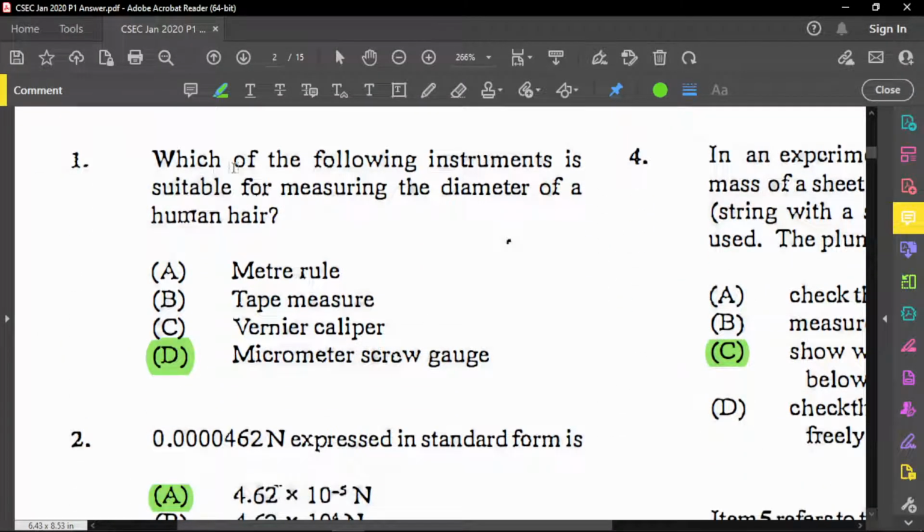Question number 1 reads, which of the following instruments is suitable for measuring the diameter of a human hair? And that is a micrometer screw gauge. All right, it measures very thin objects.